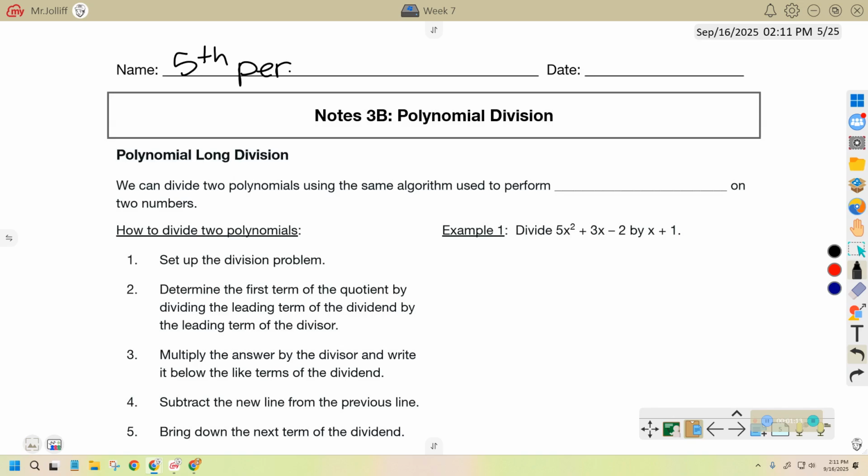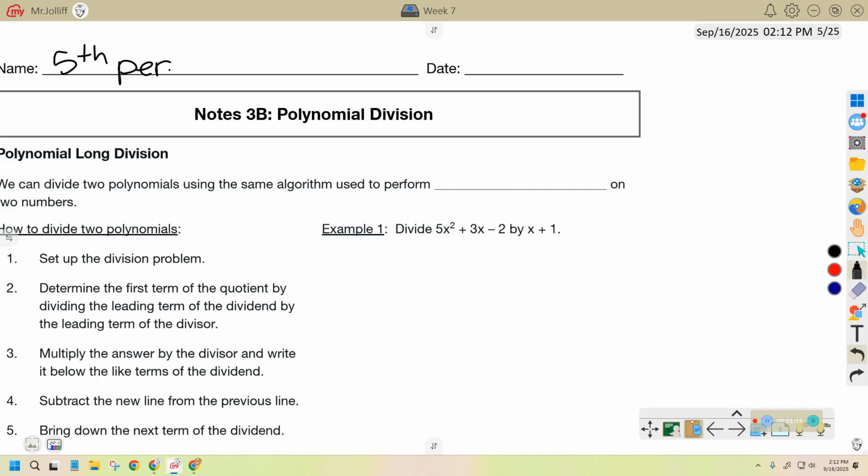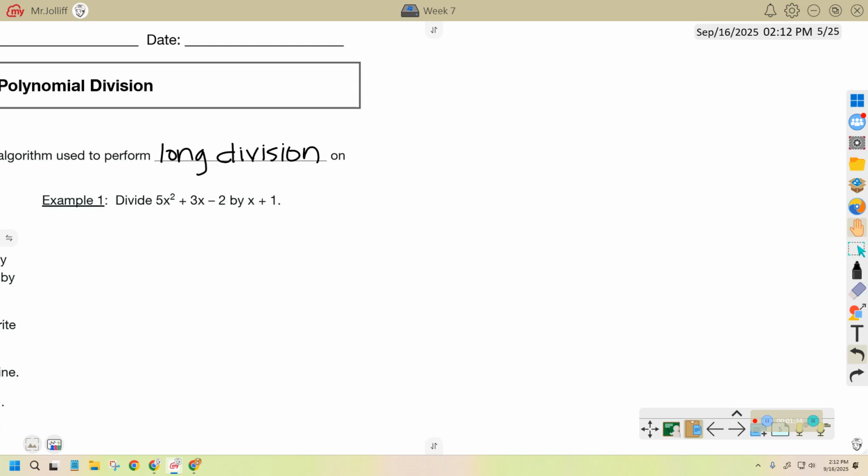So I'm going to do a quick review with some numbers, because this process works exactly like long division on big numbers. It is the same algorithm you used way back in like 4th grade when you first learned long division. And never used it, well, you're going to use it now. So we're going to review.